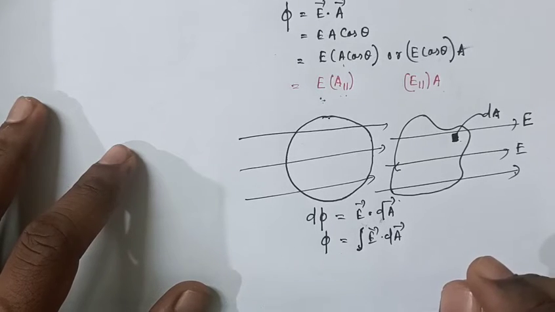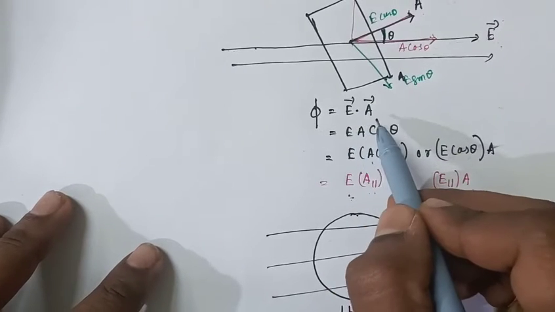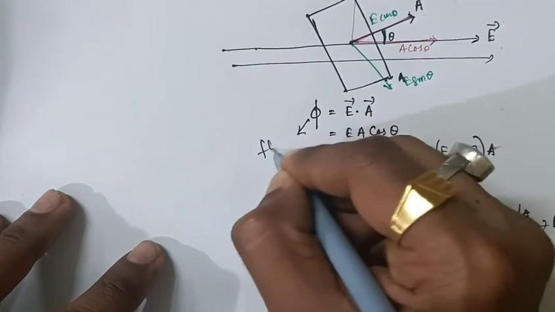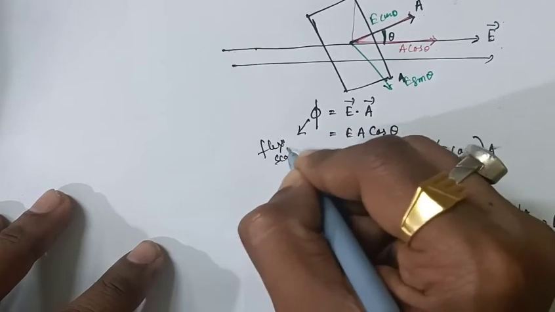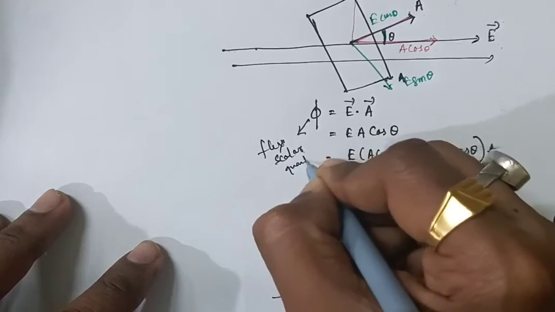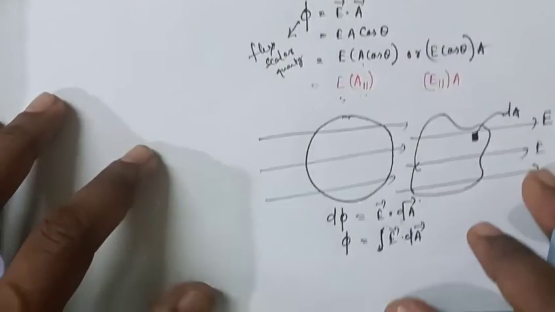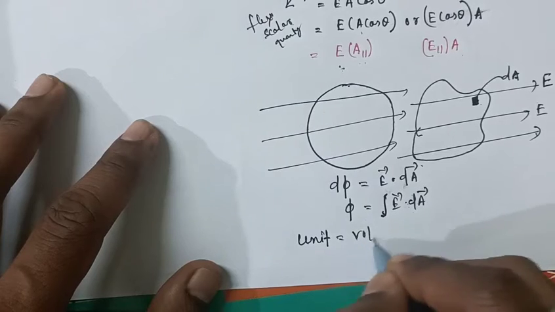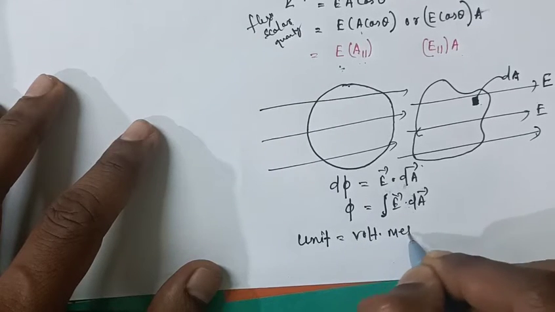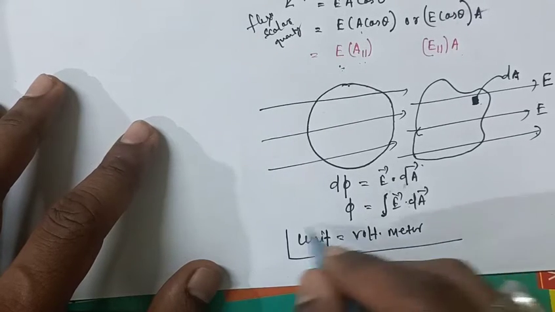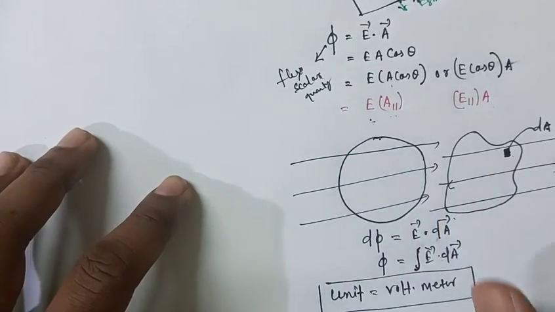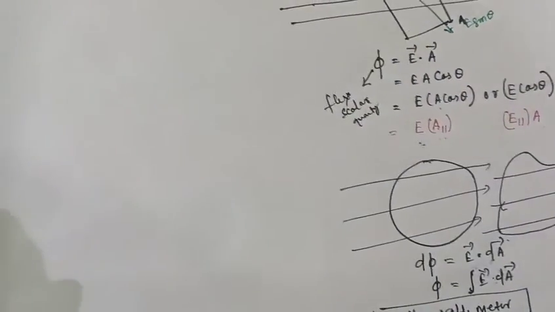And the second most important thing, the dot product always gives a scalar. So flux is a scalar quantity, because it's the dot product of two vectors, and the unit is nothing but volt into meter. This a student has to remember. What is the unit of electric flux? Volt into meter, and it has to be remembered. These are the basic things a student has to remember.